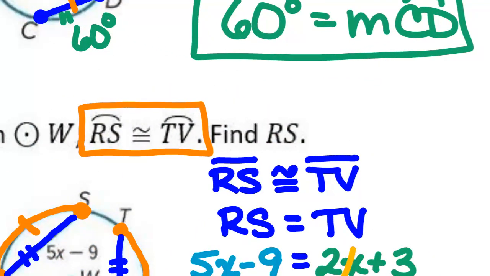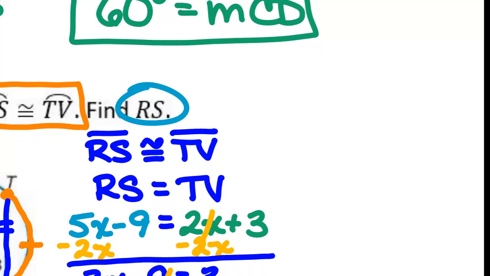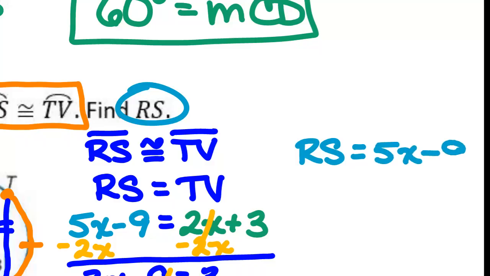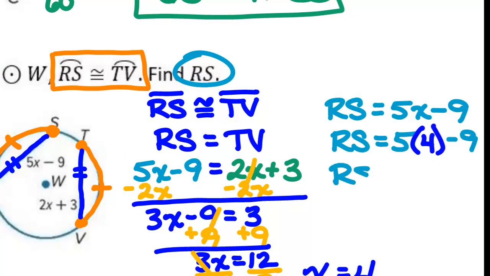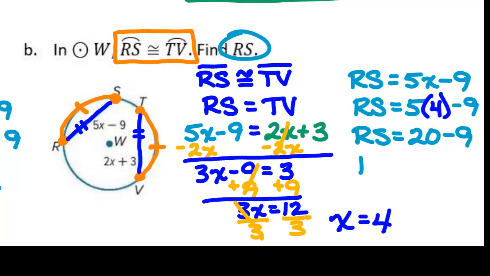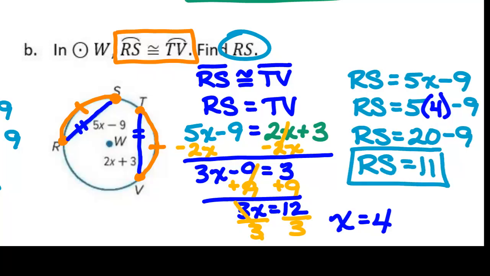Is that what we were asked to find? No, what were we asked for? RS. Well, according to this figure, RS was 5x minus 9. So RS would be equal to 5 times what? 5 times 4 minus 9. What is 5 times 4? 20. So I have 20 minus 9. And what is 20 minus 9? 11. So chord RS has a length of 11.